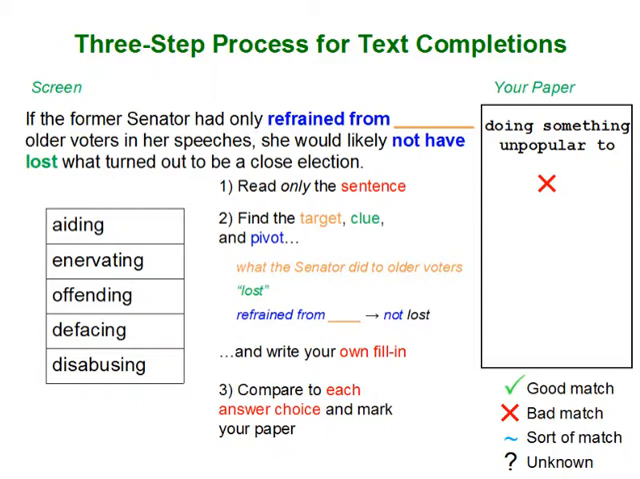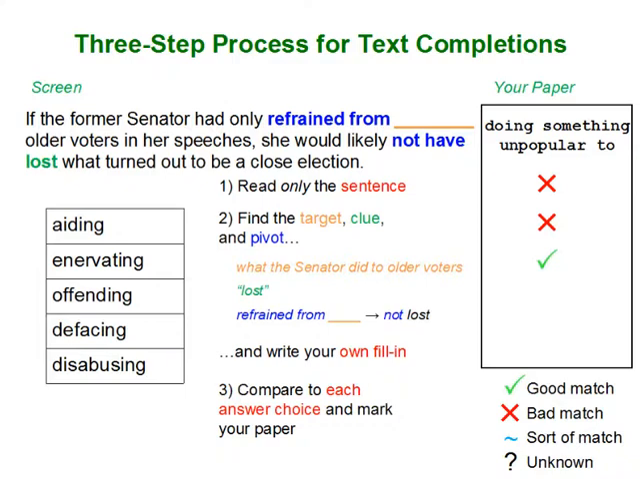So here we know that aiding very clearly is the opposite of doing something unpopular to, so that's an easy elimination. Enervating, you may or may not know. If you don't know, I encourage you to go ahead and look it up. You probably know people who have an enervating effect on you in your work life or personal life. It means to drain energy from. Offending, now we're talking. Offending seems like a pretty good match for something a bad thing to do to voters, so that gets a check mark.